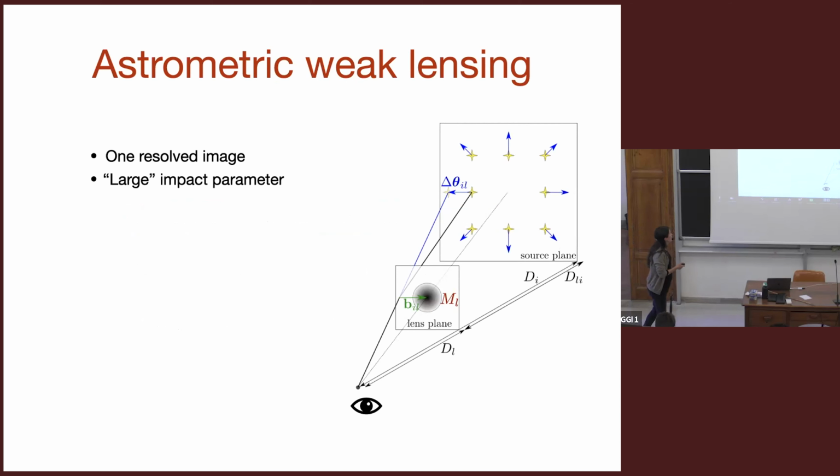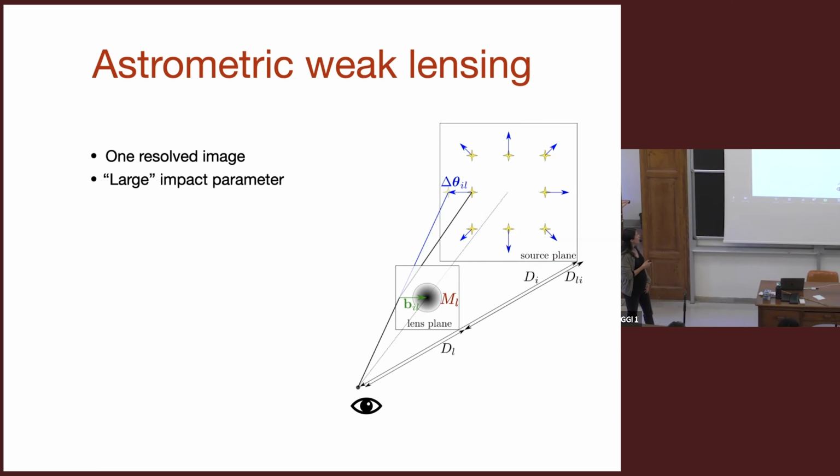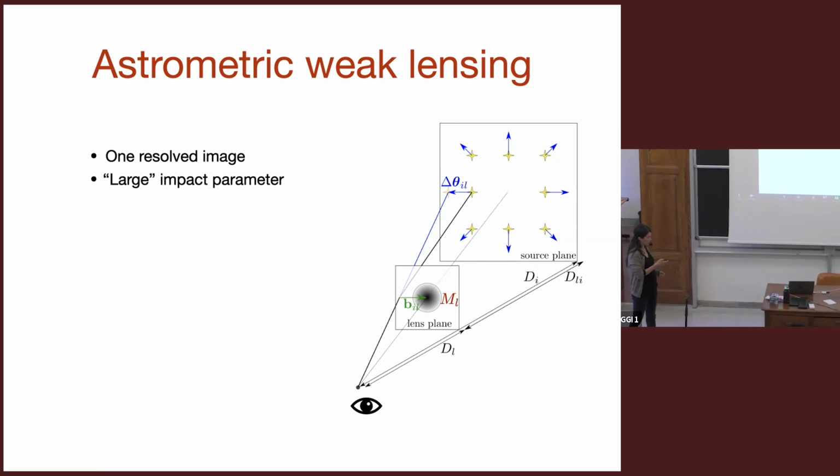Okay, so astrometric weak lensing, what does it mean? Astrometric refers to the fact that we are looking at the effect of the angular deflection of the light centroid of the background star, and not at the effect of light magnification, like in photometric lensing, for example. And then we are in the weak lensing regime, meaning that the impact parameter is such that the observer only resolves one image for the background source.